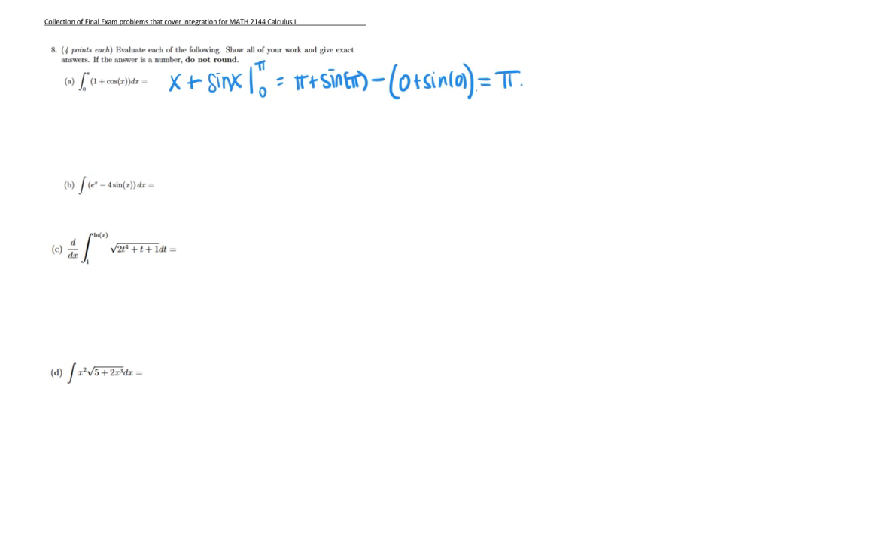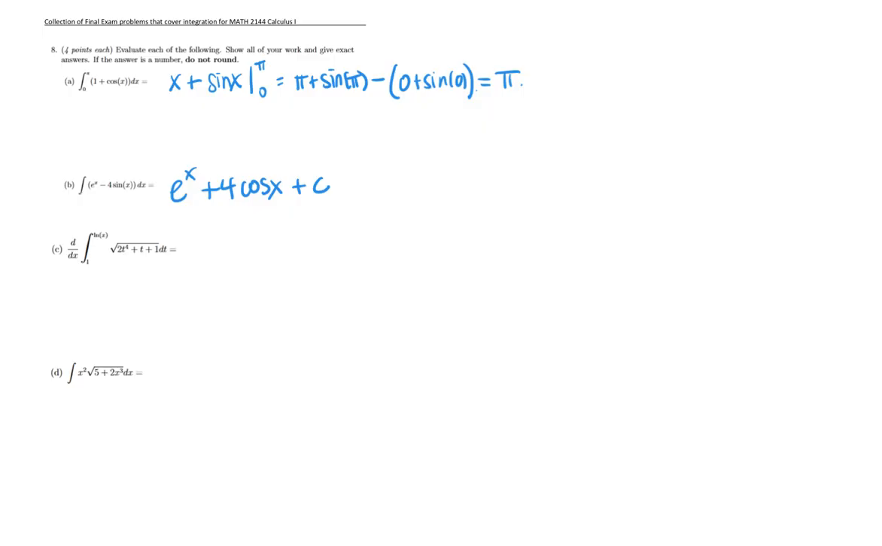For the next one, I have e to the x minus 4 sine of x. So I need to find an antiderivative of that. An antiderivative of e to the x is e to the x. An antiderivative of sine of x is negative cosine of x, so it'll be plus 4 cosine of x, and then plus c. So this is an antiderivative function for that.